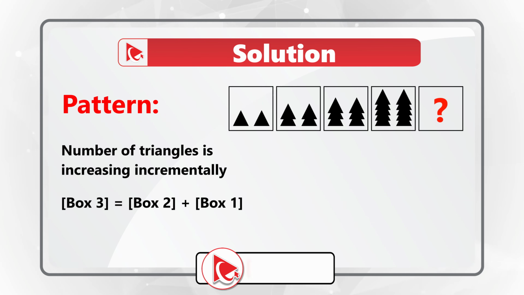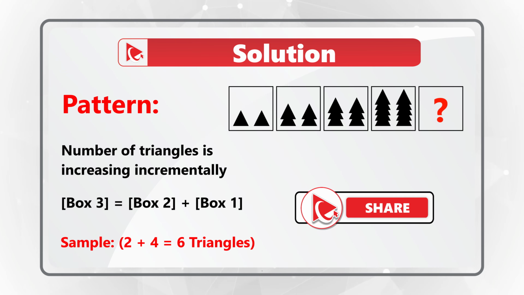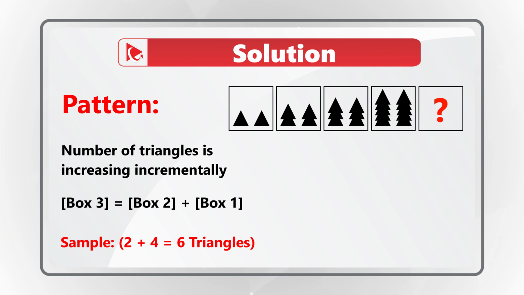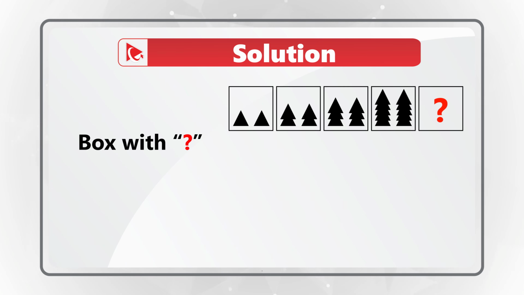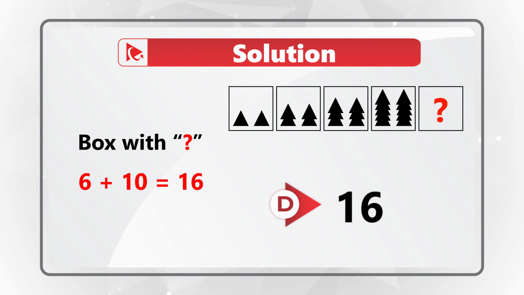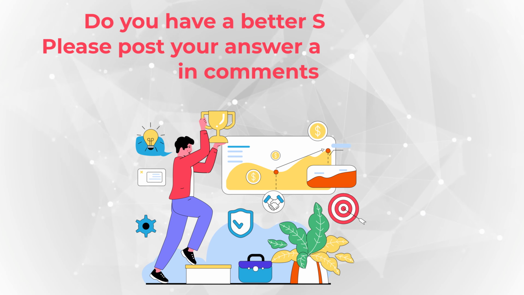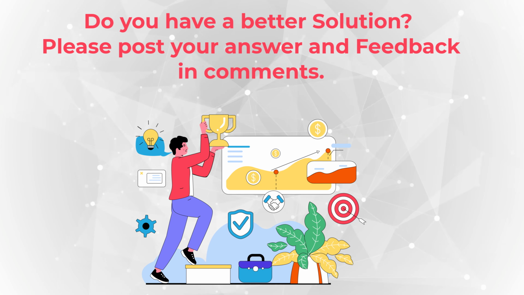For example, the actual calculations start with the square 3. And to get to the number of triangles in square 3, you need to add 2 triangles plus 4 triangles, which equals to 6. Based on this logic, to calculate number of triangles in the last box, you need to add 6 plus 10, which would be equal 16 triangles. So the correct answer here is choice D, 16 triangles. Hopefully you've nailed this question on your own and now know how to answer similar problems on the test.